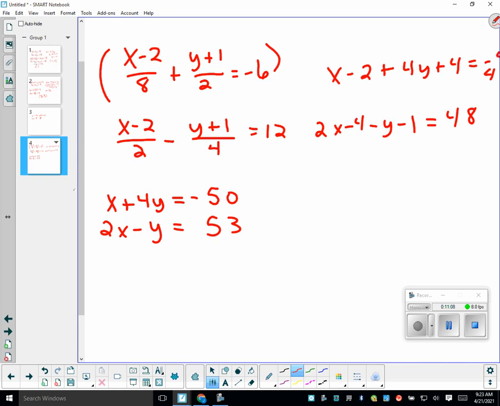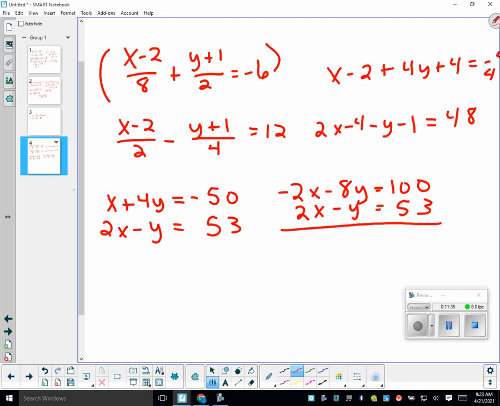You would multiply that top equation by negative 2. Do you agree? Sure. Wouldn't that get rid of the x? Yeah. But it got a whole lot easier now, didn't it? Yeah. Negative 2x minus 8y equals 100. And 2x minus y equals 53. Right?